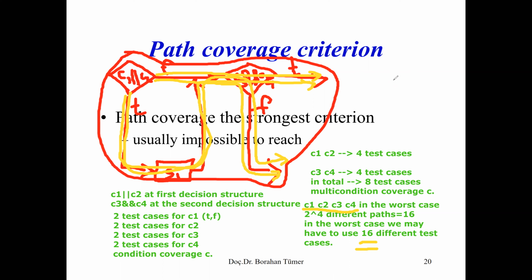Okay, perfect. All right. So you understand the differences between the condition, multi-condition, and path coverage criteria. And from this example, you understand that we have different test cases for condition, multi-condition and path criteria. And you also understand that path coverage criterion is the strongest criterion. Okay, perfect.